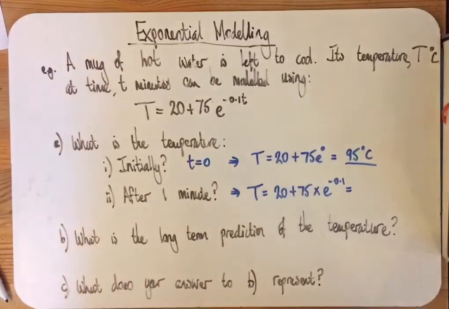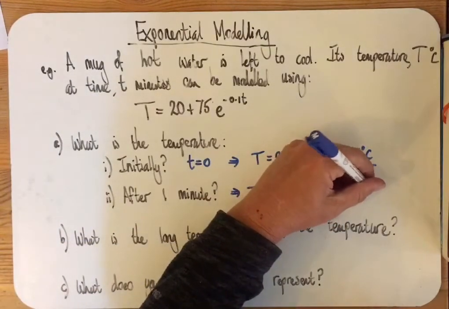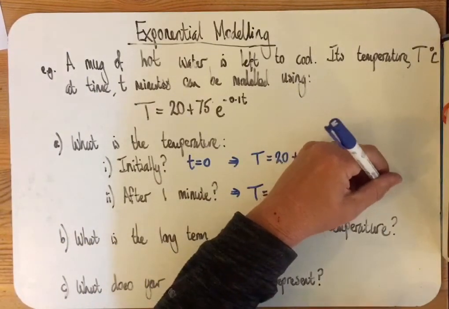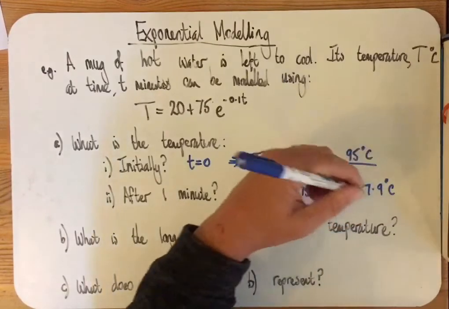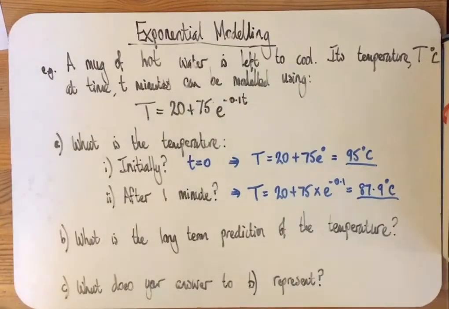And so you can just plug that in. So 20 plus 75 times e to the negative 0.1 gives you 87.9 degrees C. Doesn't feel too ridiculous. What is the long-term prediction of the temperature?